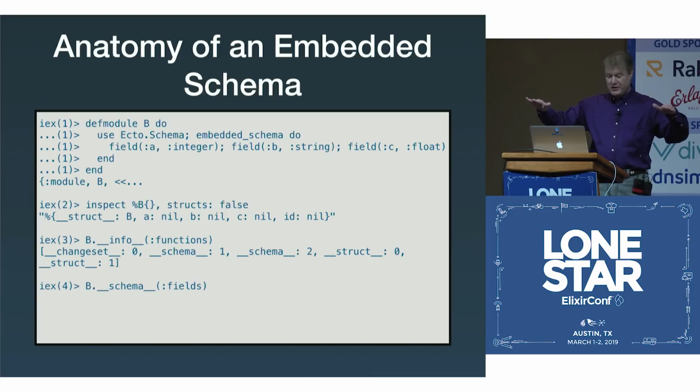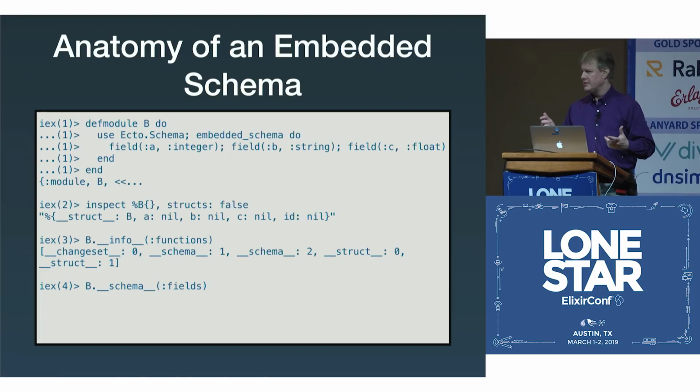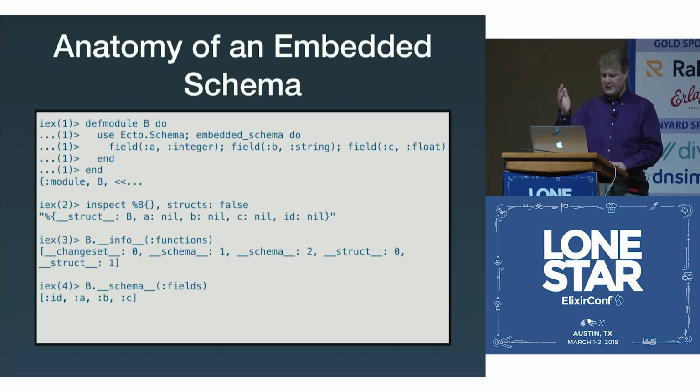This underscore schema function actually is documented in the Ecto schema hex docs. It lets you introspect and see some of these things, and it enumerates which values you can pass into it. You can get fields, you can get associations, I think you can get the primary key. You can look at how your schema was defined. And so this tells us, oh look, we have ID, ABC. We knew that, but now it knows it too.